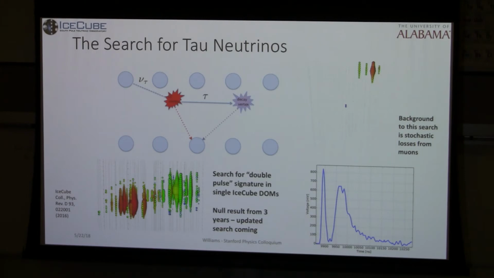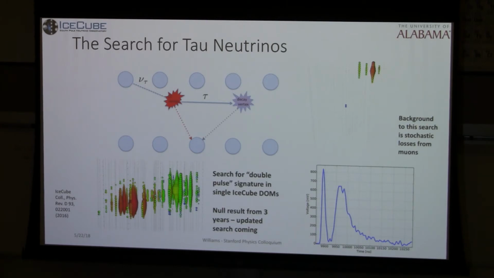Just a quick mention of tau neutrinos. So this is one of the missing pieces of our picture. We do expect to see tau neutrinos from these sources because muon neutrinos we expect to be produced at the source from the pion decay, and they should oscillate into various flavors, and we should see equal numbers of all 3 flavors by the time they get to Earth.